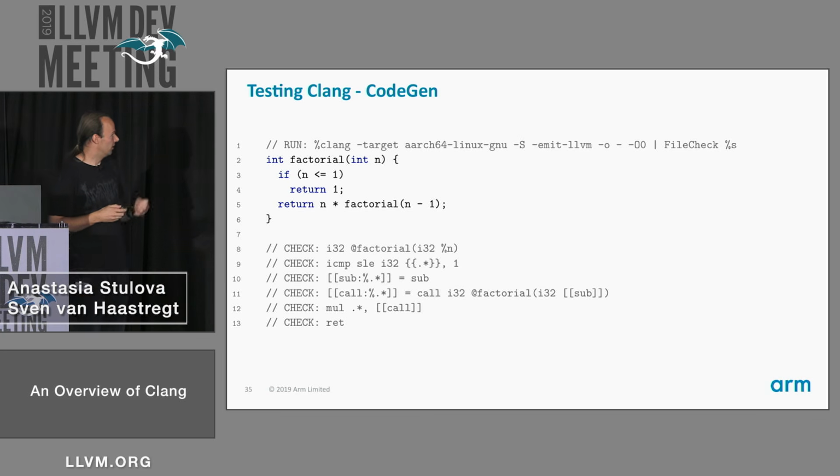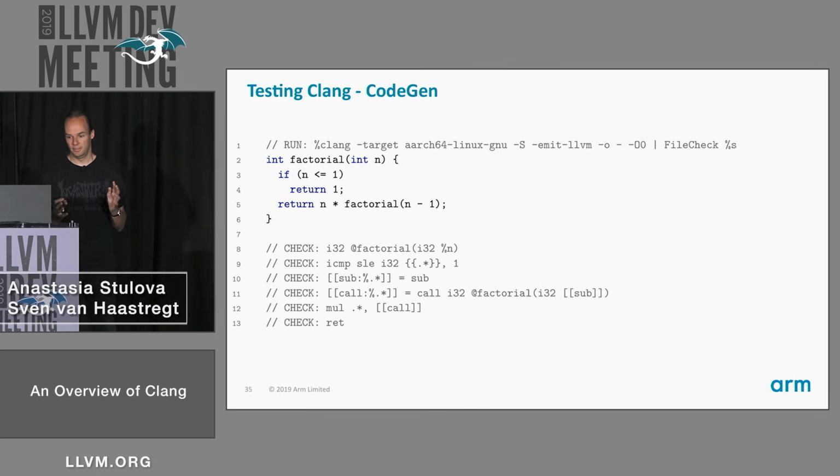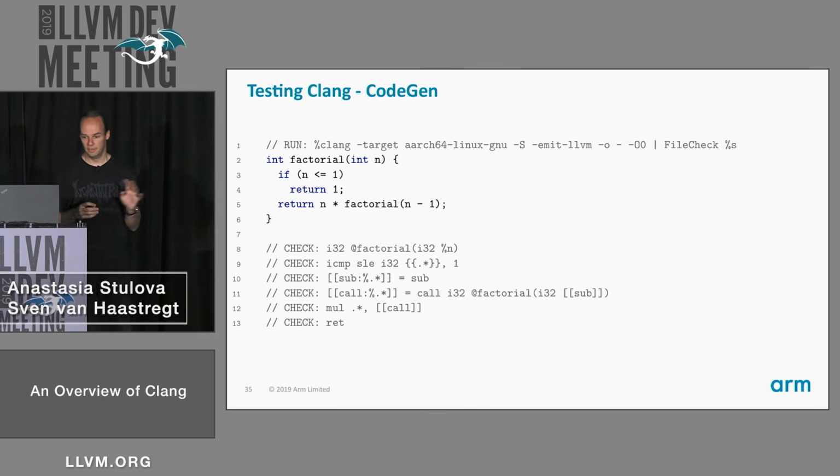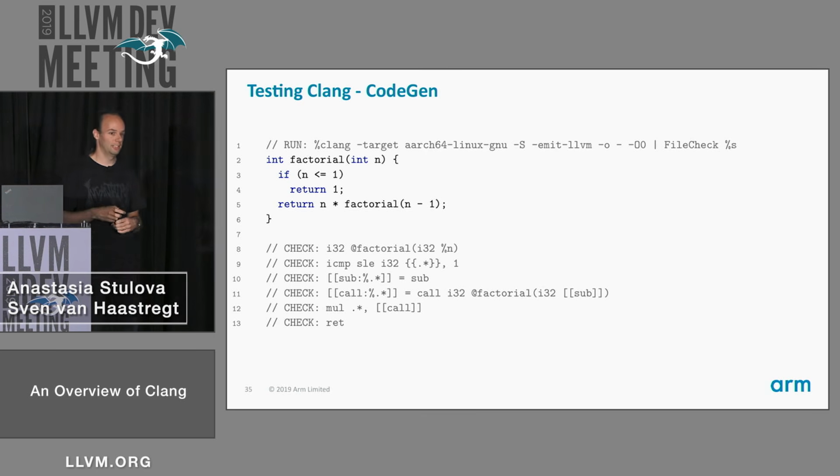So what we've done here is pretty much the same idea: put some check lines for what we're interested in. We want to make sure that there's a definition for the factorial function. Maybe in this case, we want to check that there's a compare instruction. You can use some magic regular expressions to make sure that it all matches up nicely. That's all part of FileCheck, so if you're interested in that, go have a look at FileCheck.